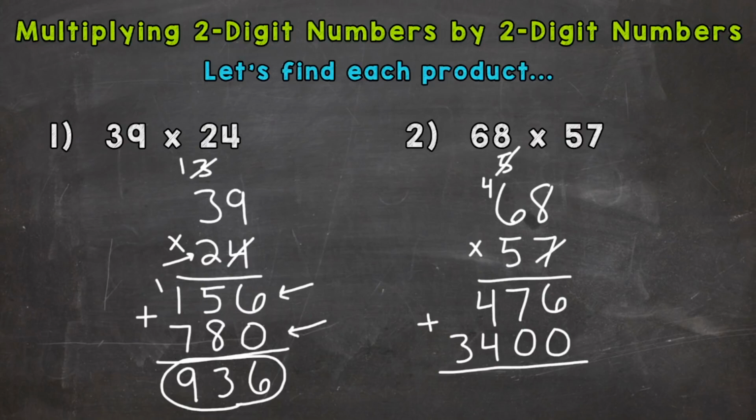And now we can add these partial products. Those are called partial products because they are part of our final product. So add them together. 6 plus 0 is 6. 7 plus 0 is 7. 4 plus 4 is 8. And then we have our 3 there. So 3,876.